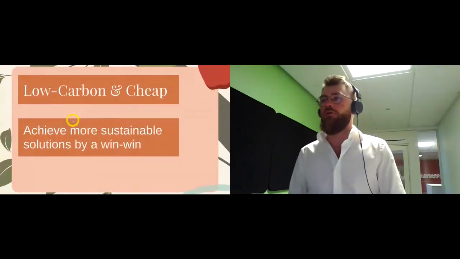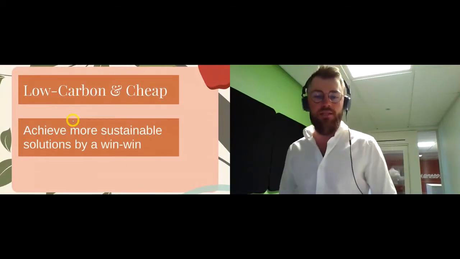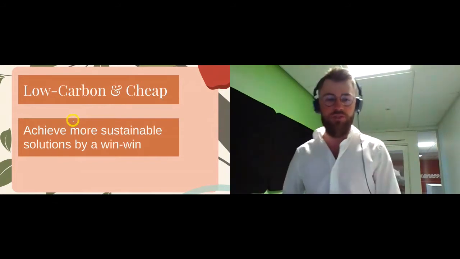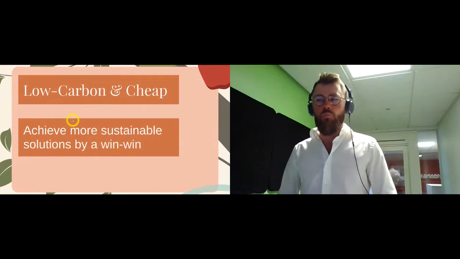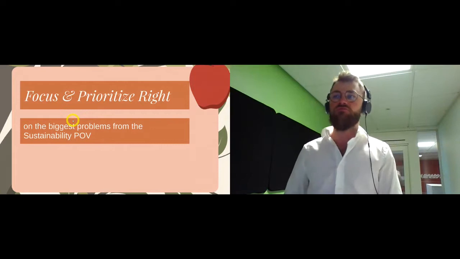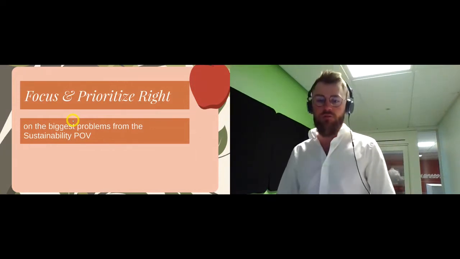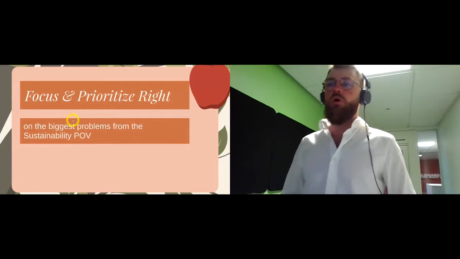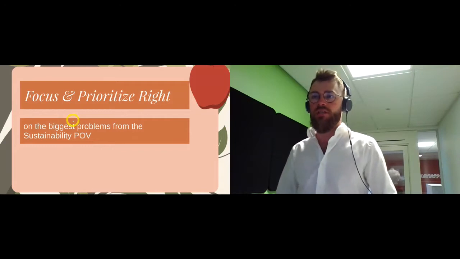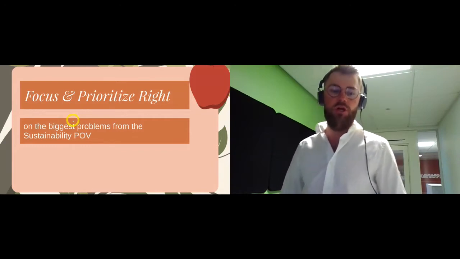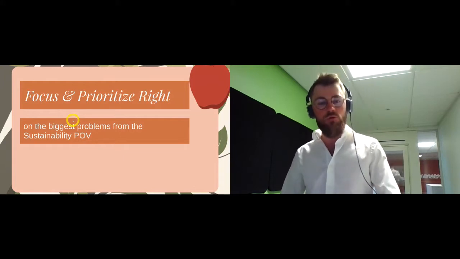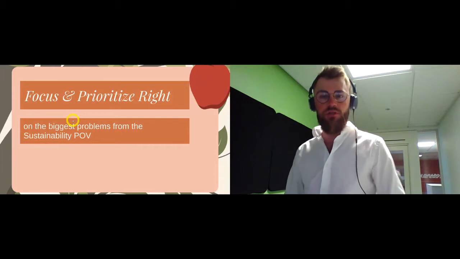The second fruit we would like to harness is low carbon and cheap construction and achieve win-win solutions. The third fruit we would like to harvest would be to focus and prioritize right in the design process so that we would know where the biggest problems are from the sustainability point of view, such as carbon driving materials or carbon driving solutions and systems. And we want to help the design team to focus right to tackle these problems.